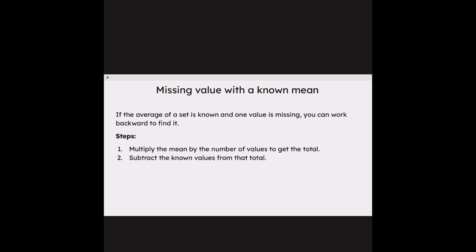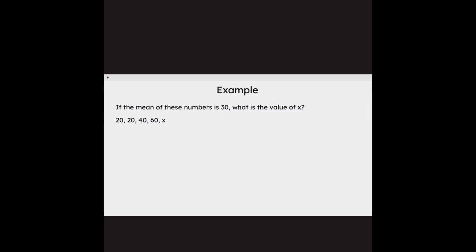If you know the average of a data set, but one value is missing, you can work backwards to find it. The way that you can do that is you're going to multiply the mean by the number of values to get to the total, and then you'll subtract the known values from that total. So let's look at an example to see what that means.